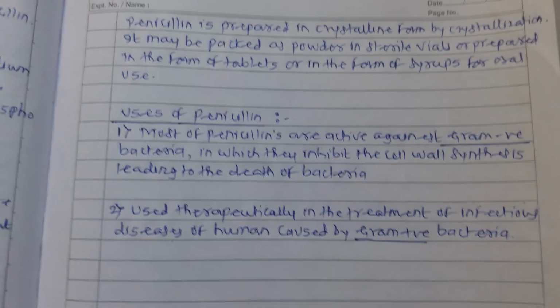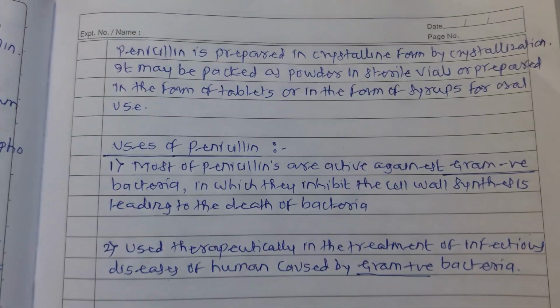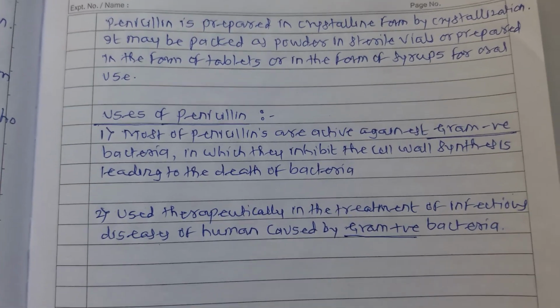Okay, now this is about the simple uses of penicillin, and this is the process of the production of penicillin by the process of fermentation.